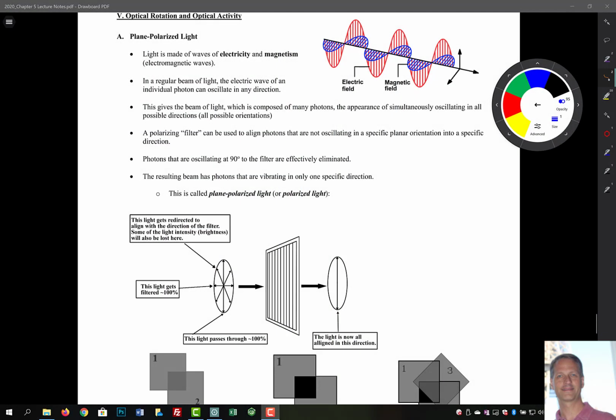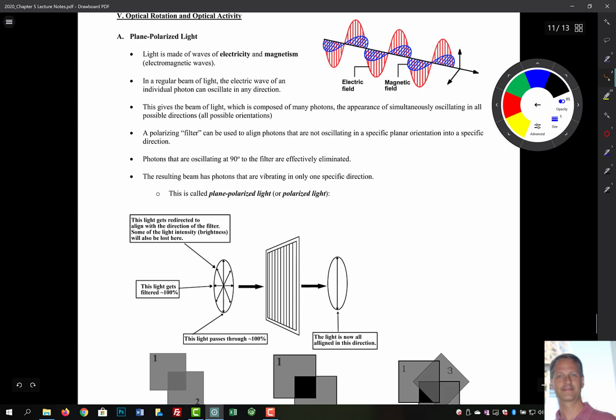Turns out that these enantiomers and chiral compounds can interact with plane polarized light in a very interesting way. So before we get into that, though, we need to review what plane polarized light even is. So light is made of waves of electricity and magnetism, right?